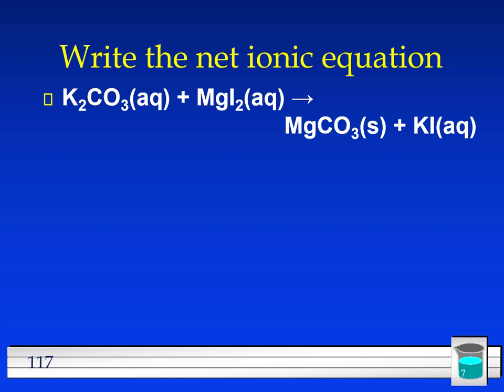So I got potassium carbonate dissolved in water reacting with magnesium iodide dissolved in water. Makes magnesium carbonate solid and potassium iodide dissolved in water. And I knew that magnesium carbonate was going to be a solid because Rule 5 says carbonates are insoluble. I knew that KI was going to be aqueous because it started with a K. Anything that starts with an alkali metal is going to dissolve in water.